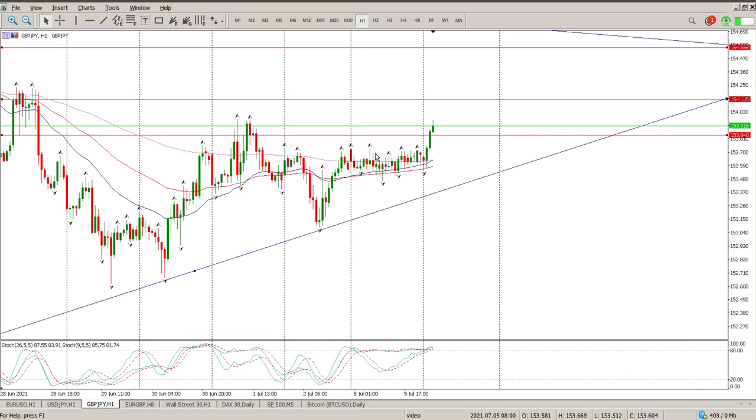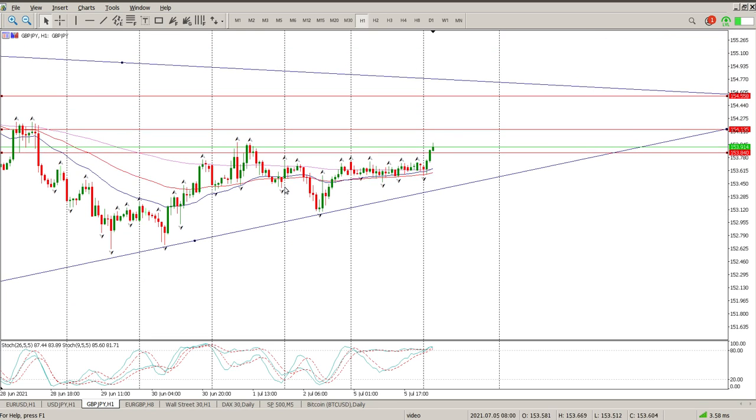Yesterday was a nothing day, obviously, USA on public holiday, and we just ranged about doing nothing. At the moment we have broken. We've got crossovers of all the moving averages. And it does look like a cup and handle here. There's also a little inverse head and shoulders here. So this is the key level as far as I'm concerned right now, 153.840.